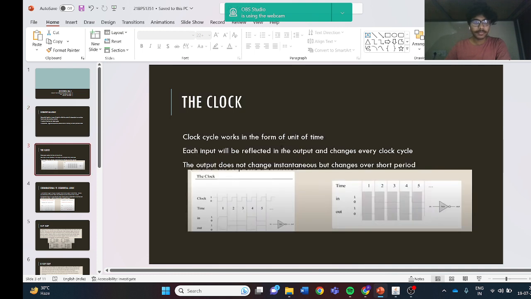logic. The clock cycle works in the form of a unit of time. Each input will be reflected in output and changes every clock cycle. The output doesn't change instantaneously, but will change over a short period of time. This is the basic example of the clock, and this is the time taken according to the clock cycle, right?